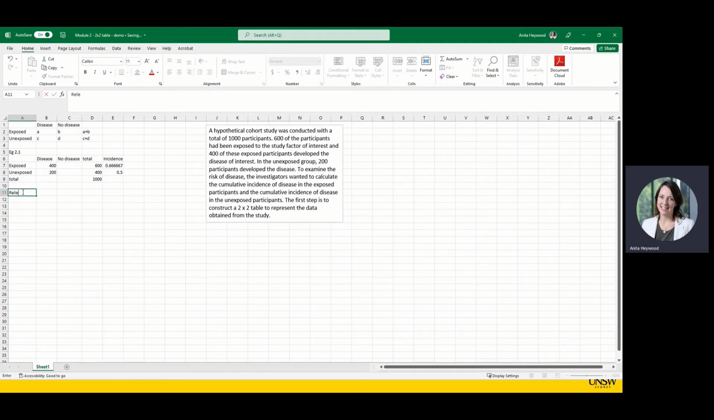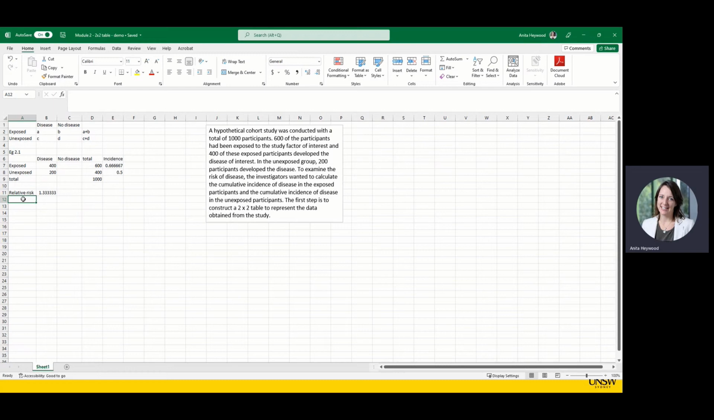So if we calculate our relative risk, relative risk is the incidence in the exposed, so A on A plus B, so this 0.6667, divided by the incidence in the unexposed. So here we can just go equals incidence in the exposed divided by the incidence in the unexposed, equals 1.33. So the relative risk of the disease, or whatever this outcome of interest is in this example population, is 1.33. So 1.3 times higher risk in those exposed compared to those who are unexposed.